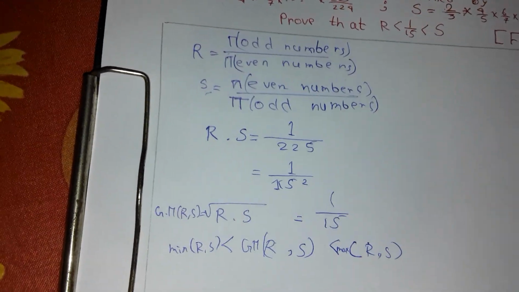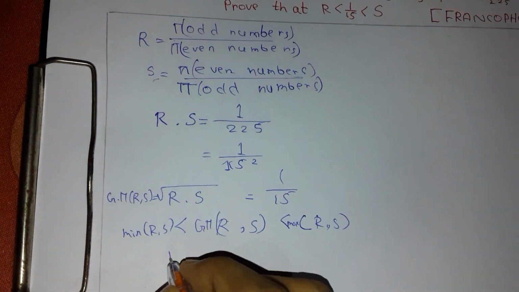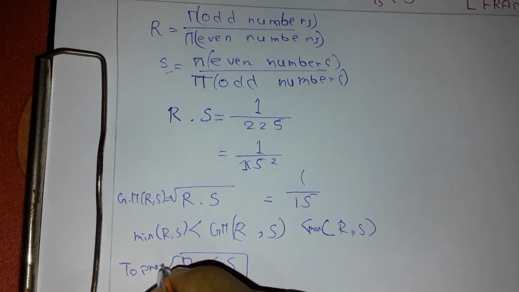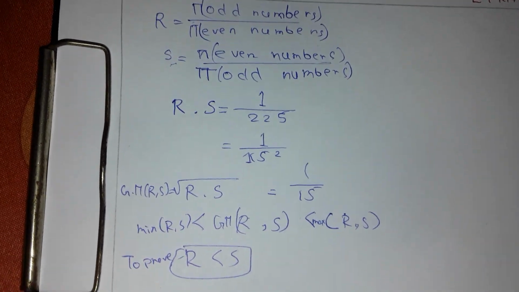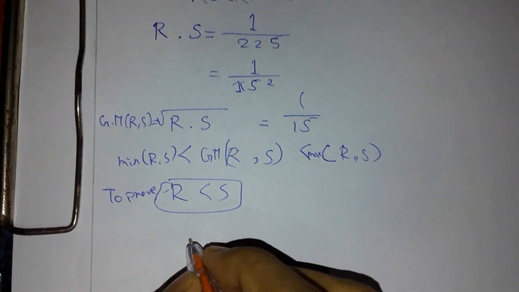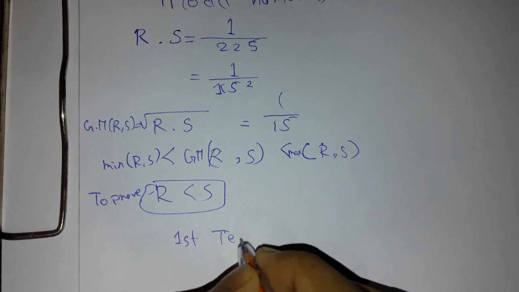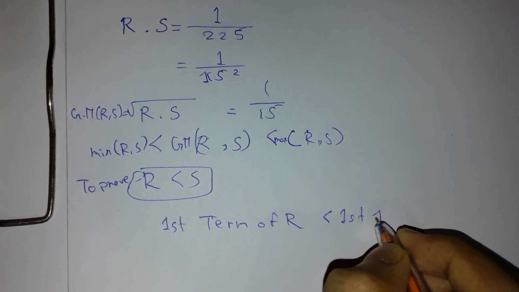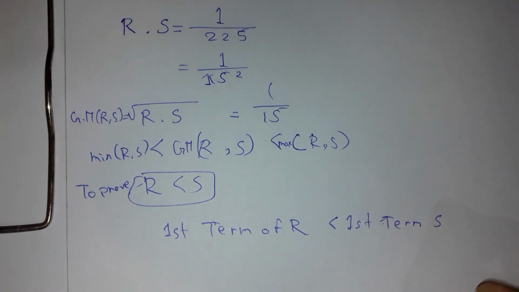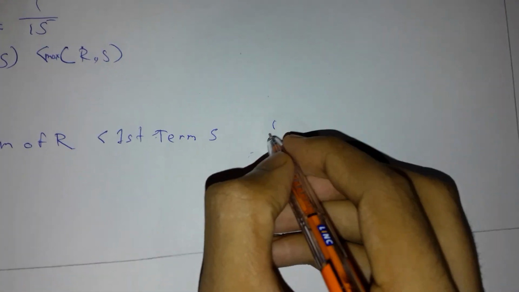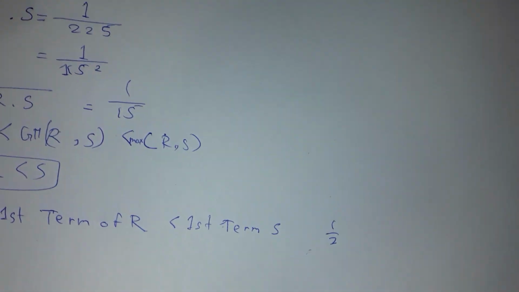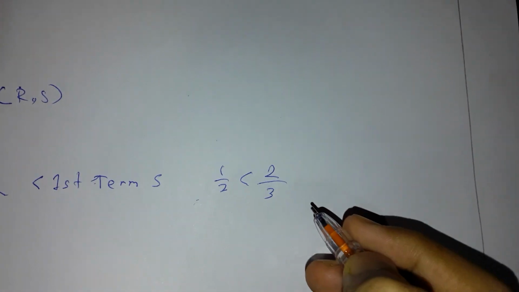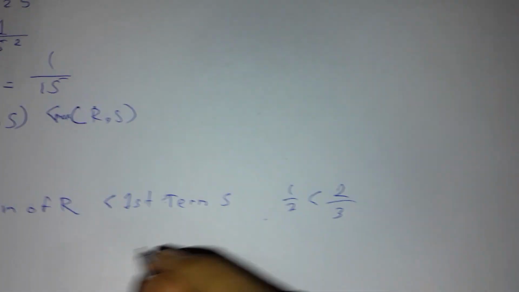To prove the above question, we just need to show that R is less than S. So we need to prove R is less than S, and that's what we will do now. Notice that the first term of R is less than the first term of S. I am talking about the first part; the first term of R is a half, which is obviously less than 2 by 3, because 3 is less than 4.